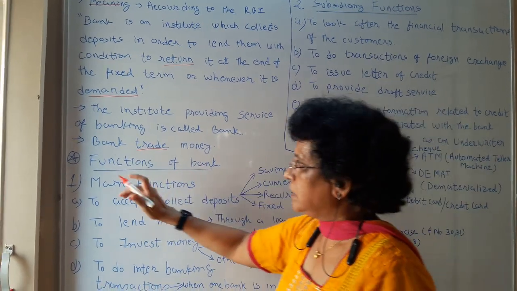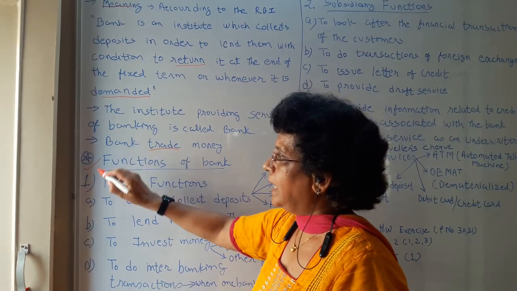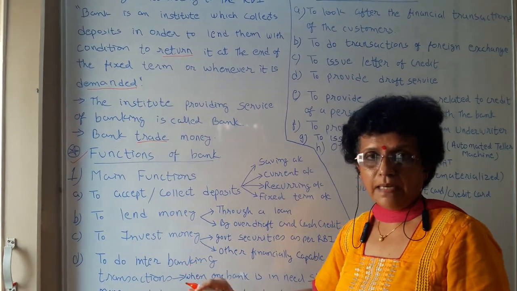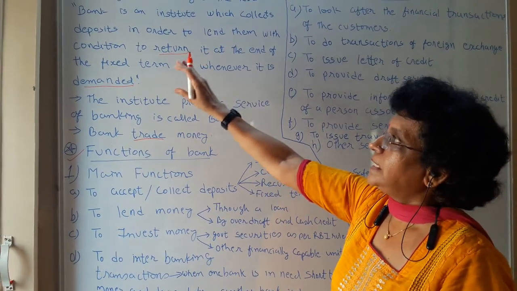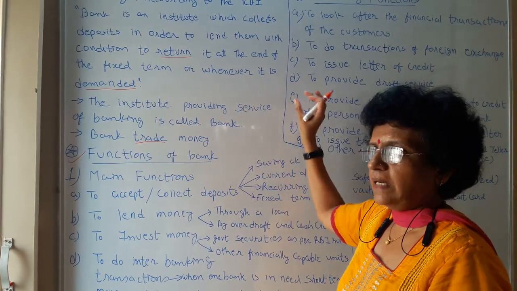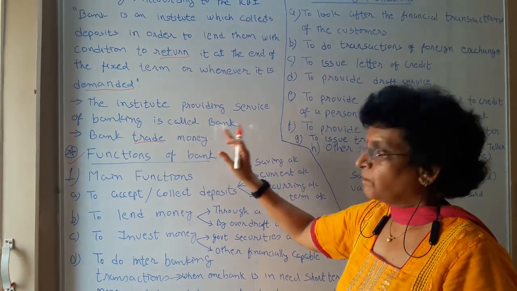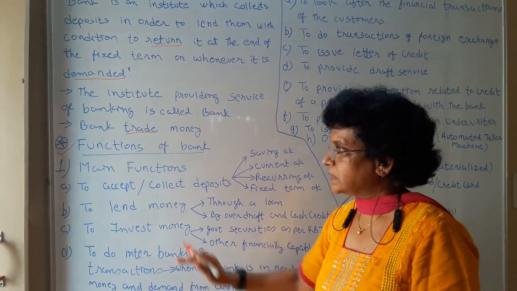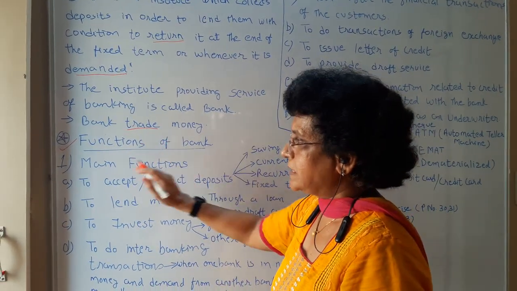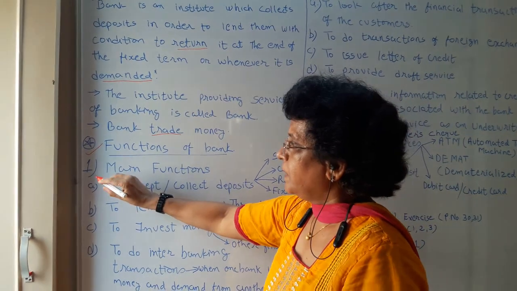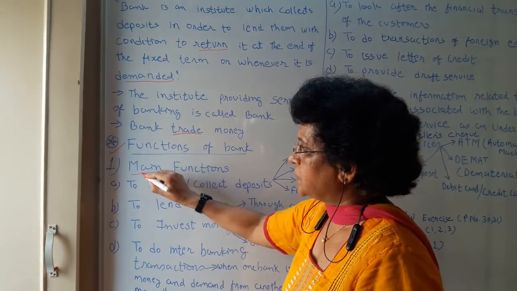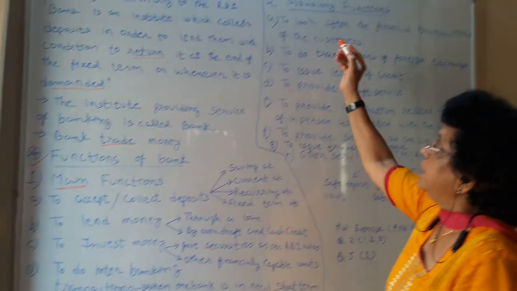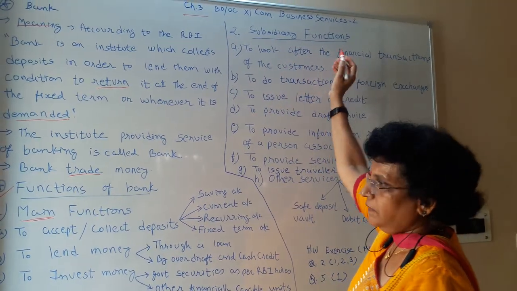Now to know further, the functions of a bank are to be discussed: what other activities the bank does. We have simply said that it gets deposits and lends money to someone else. But over and above, the bank does many more functions. The functions can be classified into two categories. Number one is the main function, the basic fundamental functions of the bank. And number two is the subsidiary function.